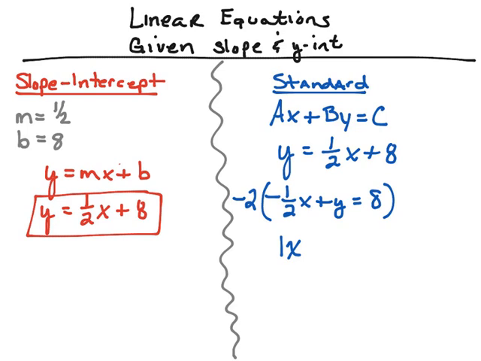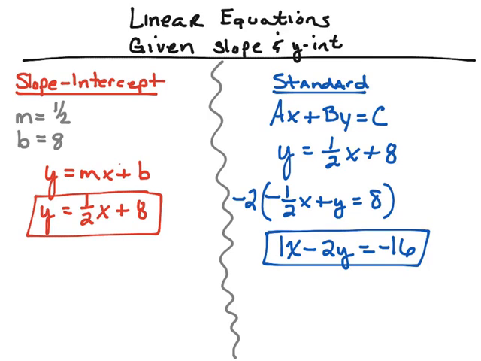But I got to make sure I multiply everything else by negative 2 as well. So when I multiply negative 2 times my y, I get a negative 2y. And when I multiply my negative 2 times the 8, I get a negative 16. So notice there is no more fraction in the equation, and I no longer have a negative in front of my x. Therefore, I have completed and now have the standard form of our linear equation given that slope of 1/2 and the y-intercept of 8.